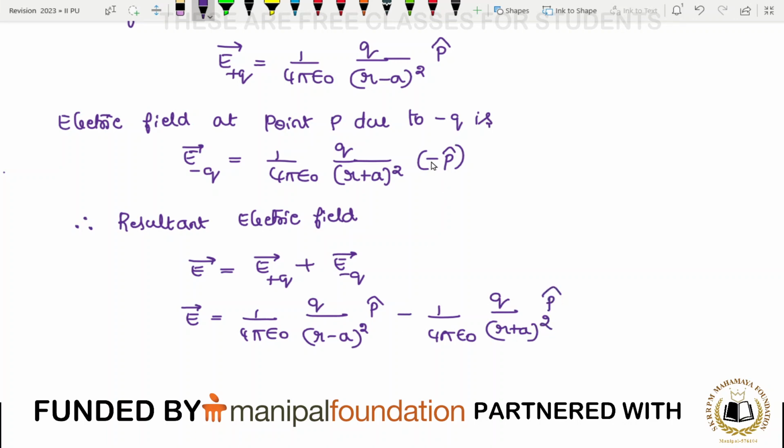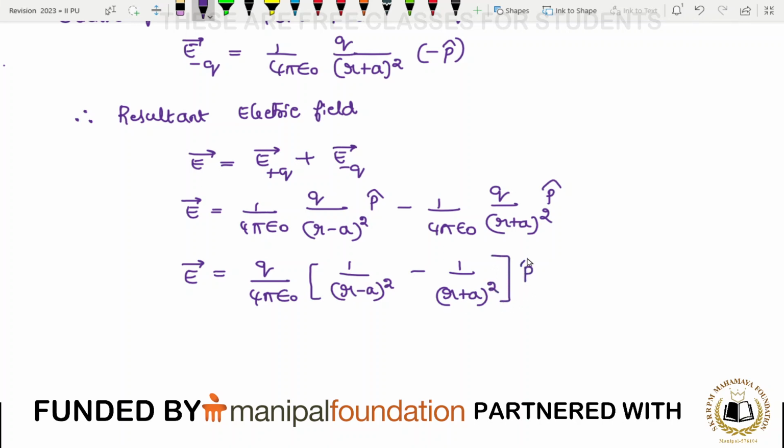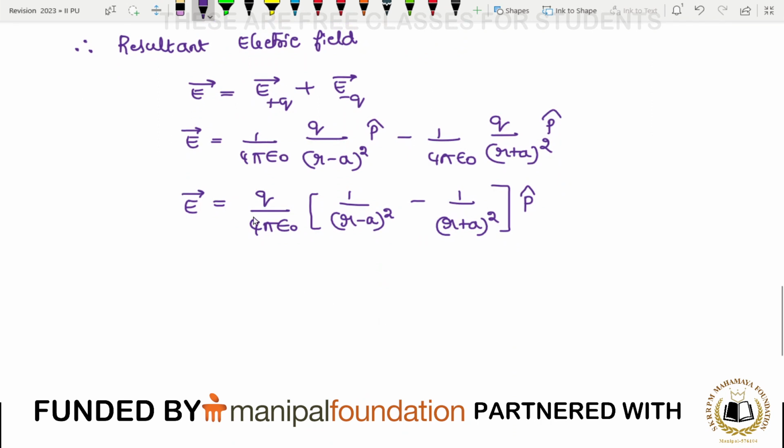Now think, why the minus sign? Because this minus sign was shifted to this side. Okay, next. So E vector is equal to Q is common, take outside. 4 pi epsilon naught common, take it outside. So it becomes 1 divided by R minus A whole square minus 1 divided by R plus A whole square into what? P cap. P cap is common. Now you have to solve this term, whatever is inside the bracket.